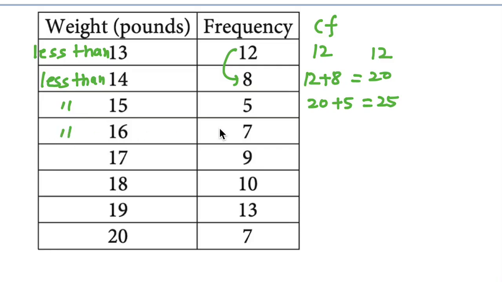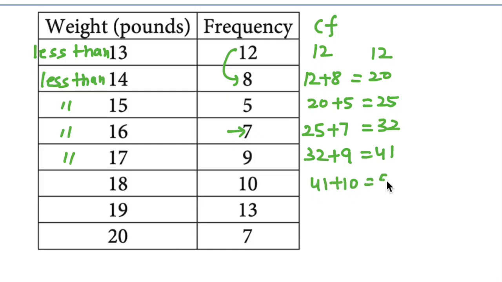Initial value is 12. And less than 16, 25 is already here, I'll just add 7 to it, and this will become 32. Then less than 17, 32 is still here, plus 9, 41. Continue. 41 plus 10 is 51, and that is for less than 18. And then 51 plus 13, and that is 64. And 64 plus 7, it is 71. This number will always be the sum of all the frequencies because we are just continuously adding all of these.